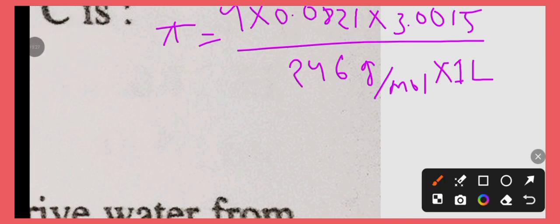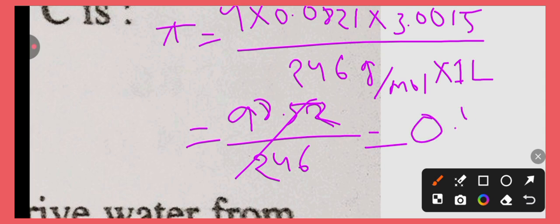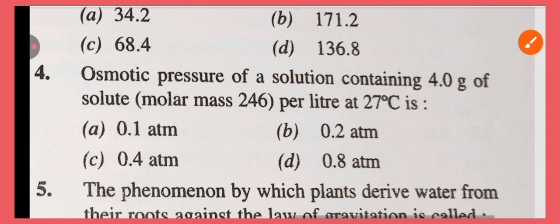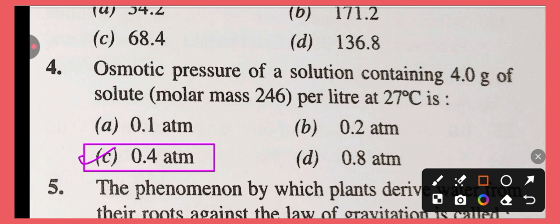Here we put these values, then multiply all the numerator values, we get 98.52 divided by 246. When it cancels out, it will be 0.4. Answer is found. Let's see the option. Here option C, that is 0.4 atm, is the correct answer.